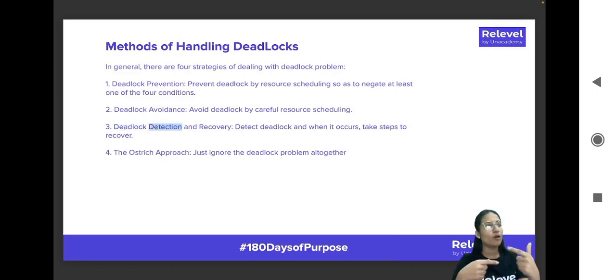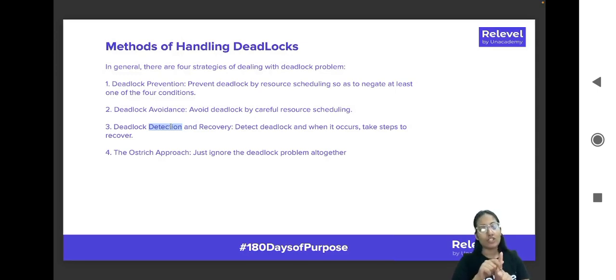There is a mechanism, which we will talk about later, which constantly checks after every dedicated period of time whether a deadlock is detected or not. And if it is detected, then there are some recovery steps that can be taken in order to come out of the deadlock. So a total of 4 strategies have been introduced here.